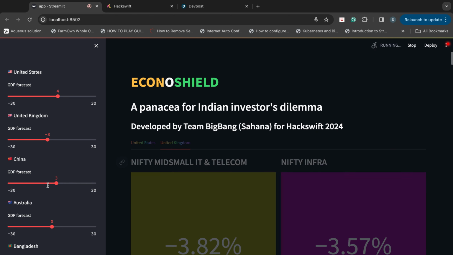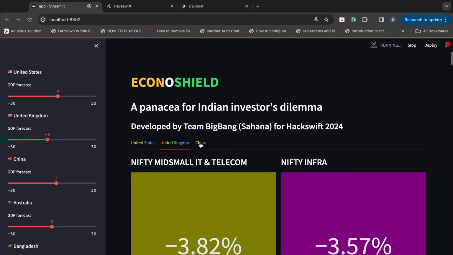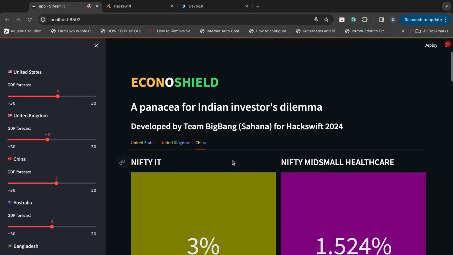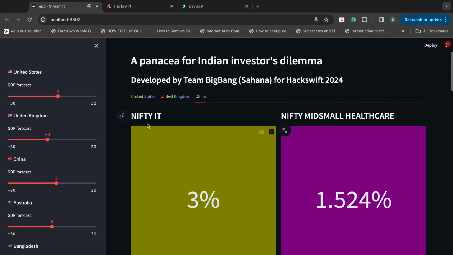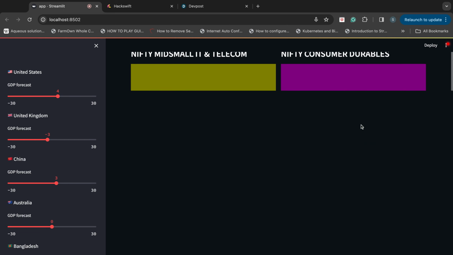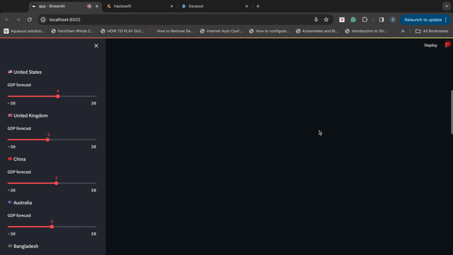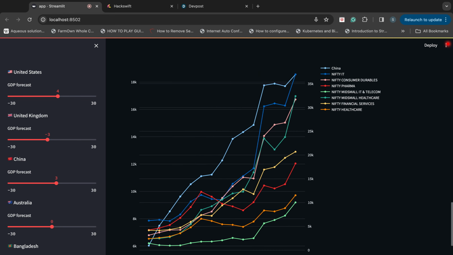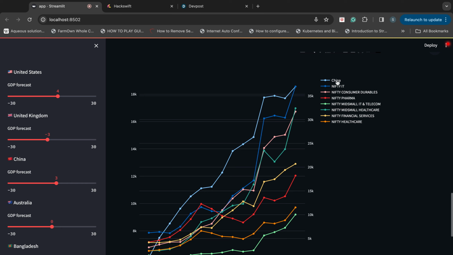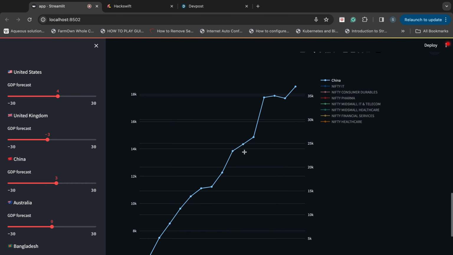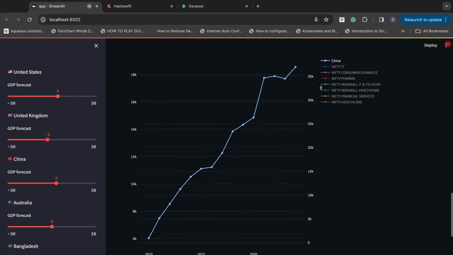So imagine if China's GDP increases by 3%. So here we see a tab China is created automatically. So here IT, mid-small healthcare, IT and telecom, consumer durables, and many such sectors are affected here again. So the blue line represents China GDP curve.